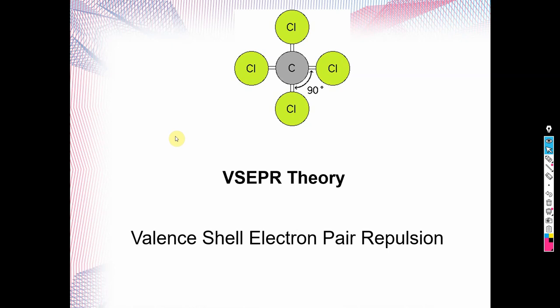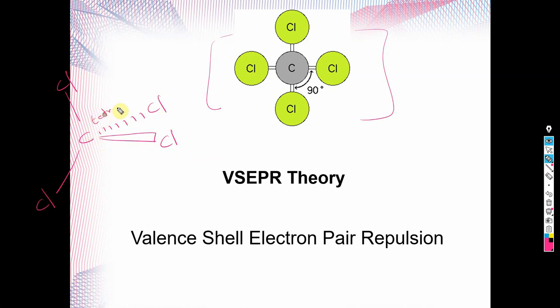Alright, so for example, when we get a structure like CCl4, the Lewis dot structure will help you predict this, but you should remember that carbon with 4 bonds is going to be sp3 hybridized, and that is going to have this tetrahedral structure. So at the carbon center, this is tetrahedral and it is sp3 hybridized.